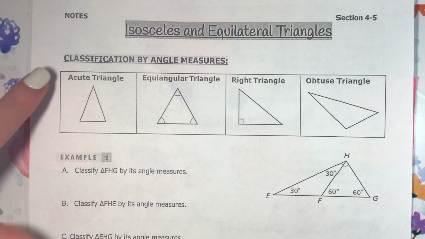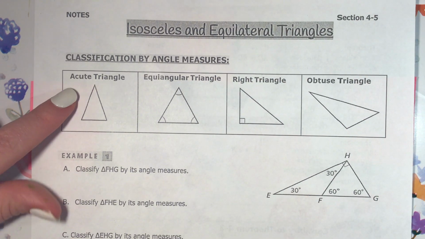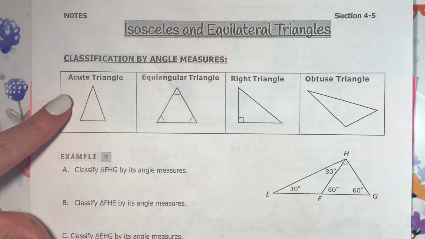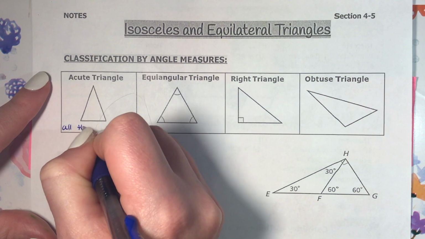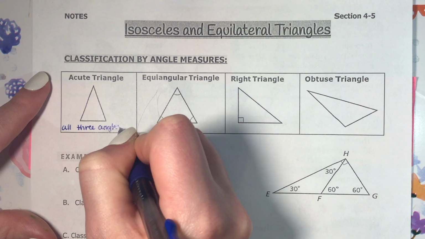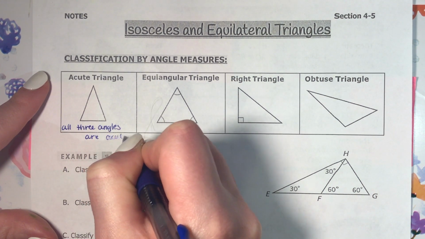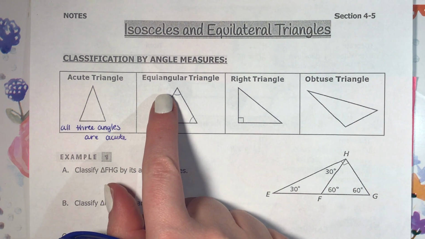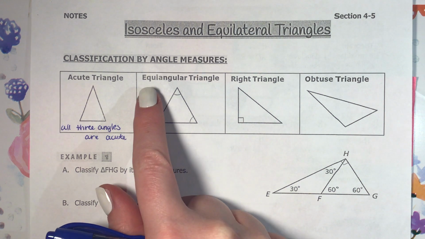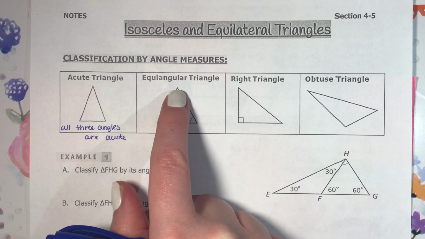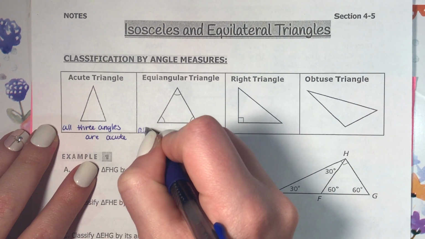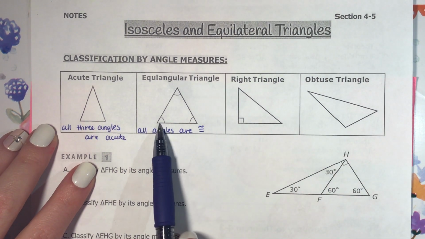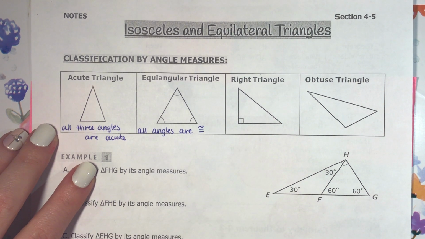So we're going to start with classifying triangles by their angle measures. Here I have something called an acute triangle, and the requirement for a triangle to be considered acute is all three angles are acute. Next, I have something called an equiangular triangle. So notice it sounds like equal angles, and that's exactly what it means. It is a triangle where all angles are congruent. So this guy is 60, this guy is 60, and this guy is 60.